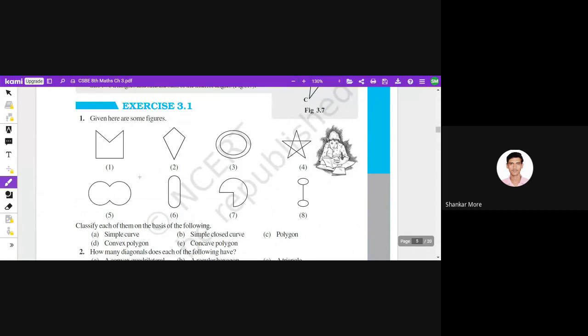These are the figures and we have to classify them on the basis of the following. Can you tell me which of them are simple curves? In the figures shown here, 1 to 8, which figures are curves that are simple curves? Can you put their numbers, like 1, 2, 3, 4, whatever the number is. For simple curves, I want your answers. Okay, yeah, 3 is a simple curve? I don't think so.